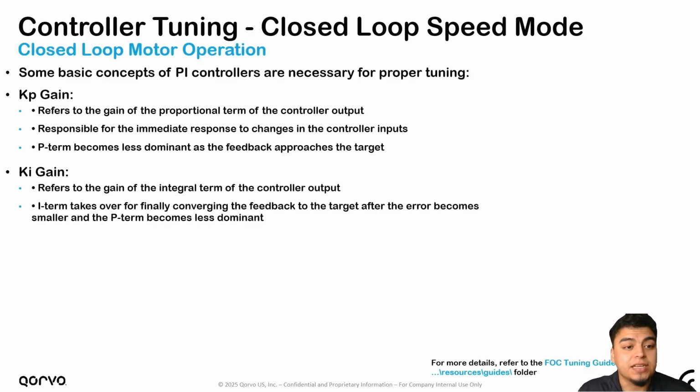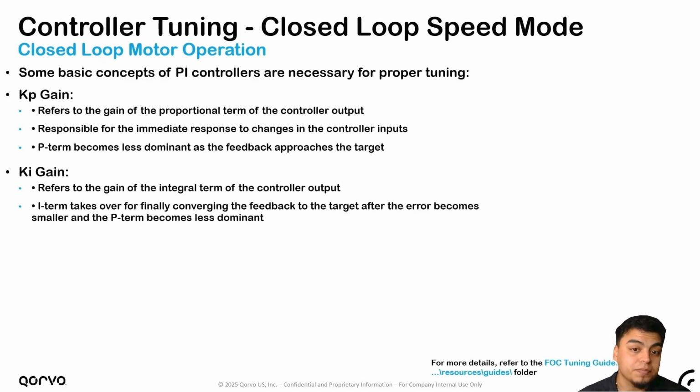Here are some basic concepts of PI controllers and the tuning flow that I recommend. You start by increasing KP in small steps until the speed response feels tighter, which is exactly what we did in our demo. The motor should reach the target speed cleanly without taking forever to get there. Once KP is in a good spot, you can start adding KI. KI will remove the remaining steady state error by gradually increasing the torque command until the speed settles right on the set point.